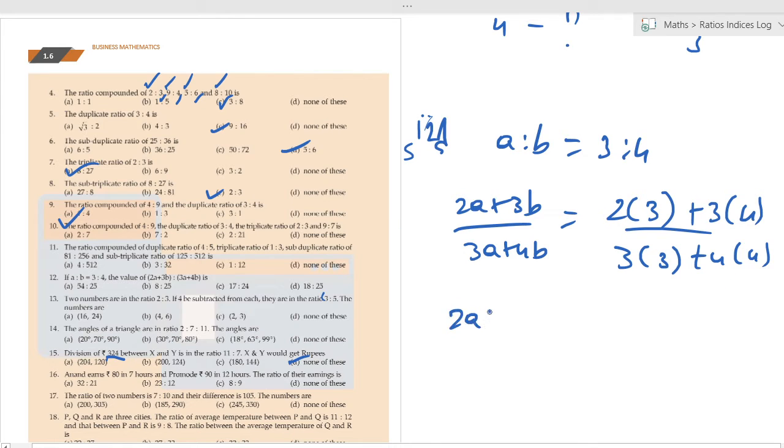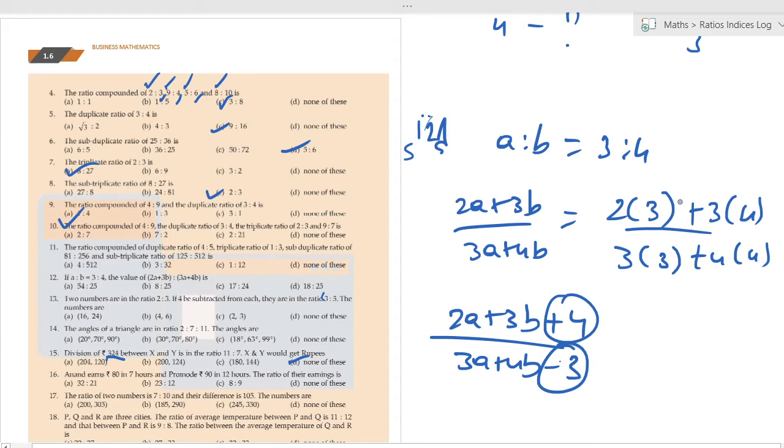However, if the question has 2A + 3B + 4 over 3A + 4B - 3, so if the question has constants like this, you cannot substitute. If the question does not have any constant, you can happily substitute. So the answer will be 18 by 25. So if the question has constants, never substitute. If the question does not have any constants, then you can substitute.